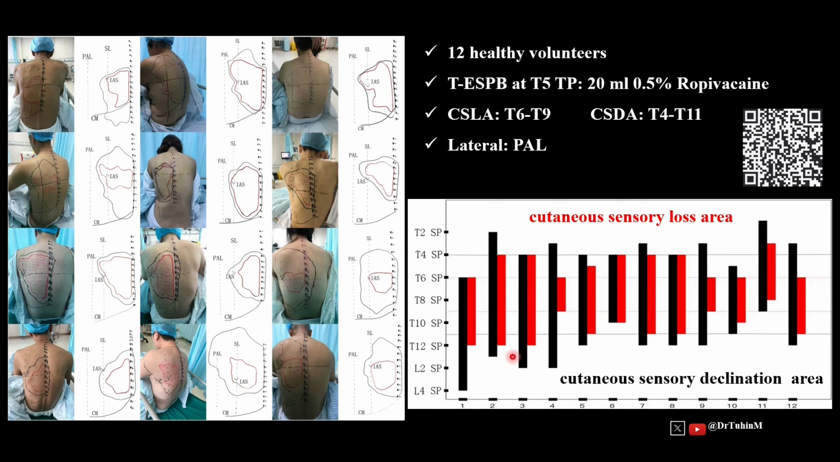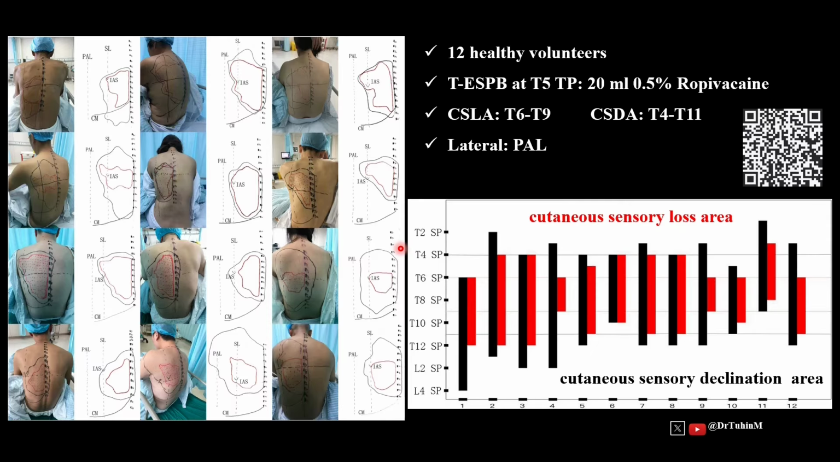Here you can see that in 12 healthy volunteers, the authors injected 20 ml of 0.5% ropivacaine at the T5 transverse process, and they noticed cutaneous sensory loss. These red colors are the cutaneous sensory loss area, almost T4 to T11 when you are doing the injection at T5. But if you see the lateral extension of this sensory decline, that is maximum up to the posterior axillary line. Only in one patient did it cross the posterior axillary line, and in every case there is no sensation decrease in the anterior chest wall or lateral chest wall. So mostly it involved the dorsal rami and not the ventral rami here.